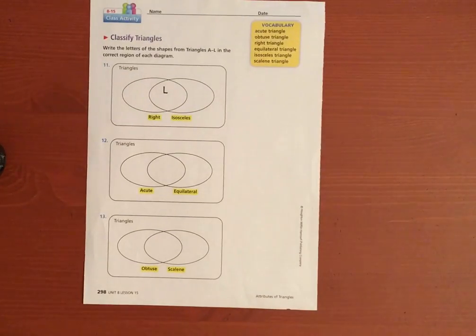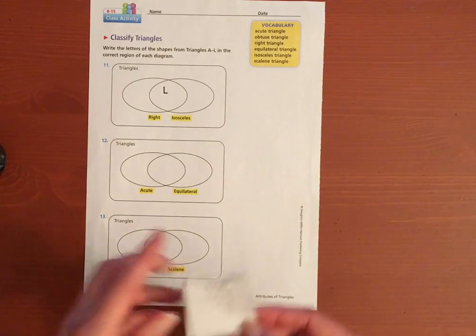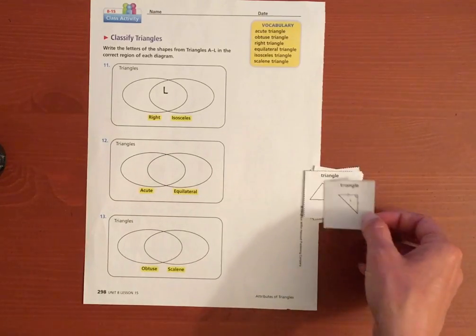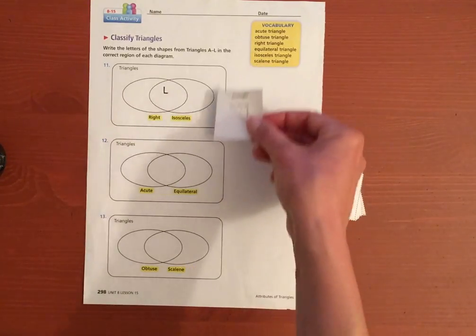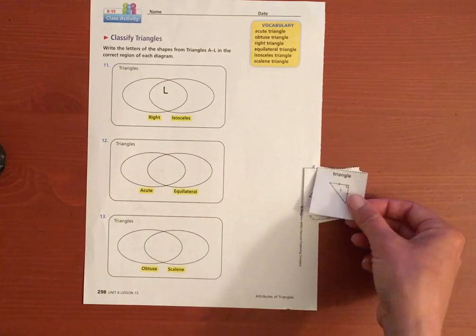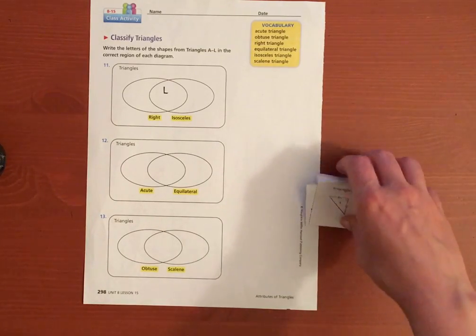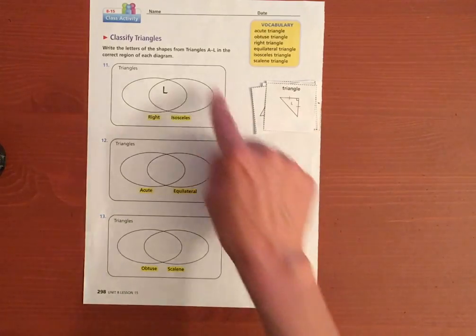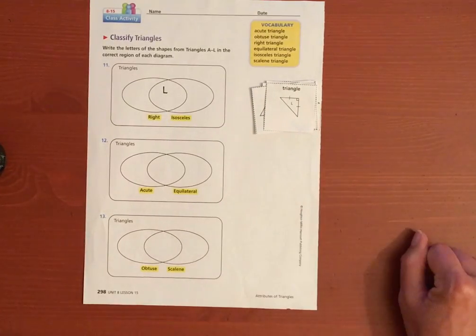On page 298, you are going to also need to cut out cards just like you did yesterday. These triangle sort cards are in your workbook. So you're going to cut out your triangle sort cards, and you can either lay them on the Venn diagrams to help you sort, or you can just spread them out and look at them. Either way, you need to write the letters that correspond to the individual triangles in the correct place on these Venn diagrams. Just a reminder for how Venn diagrams work.